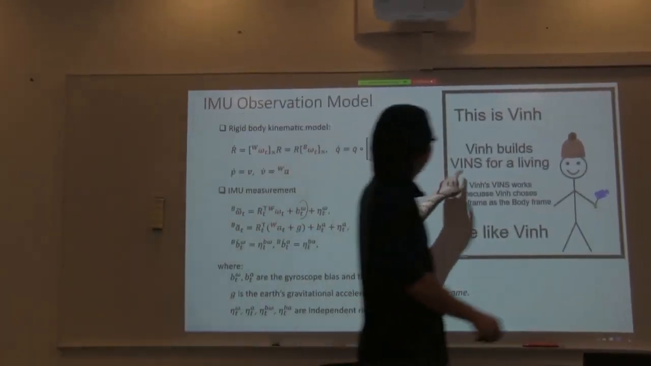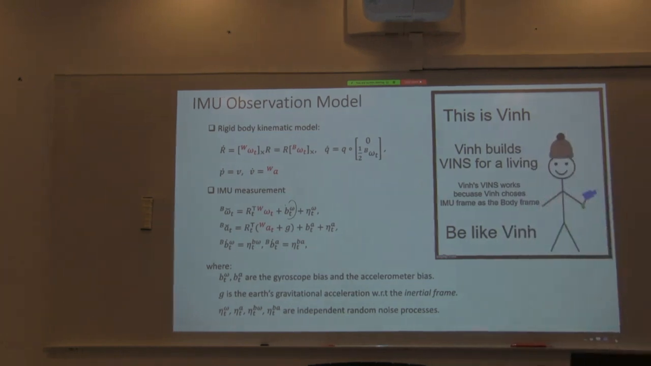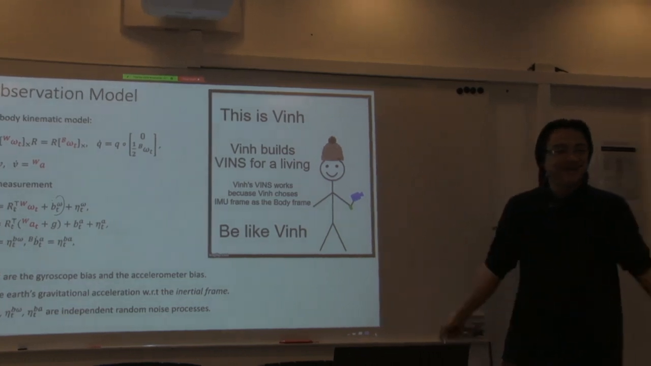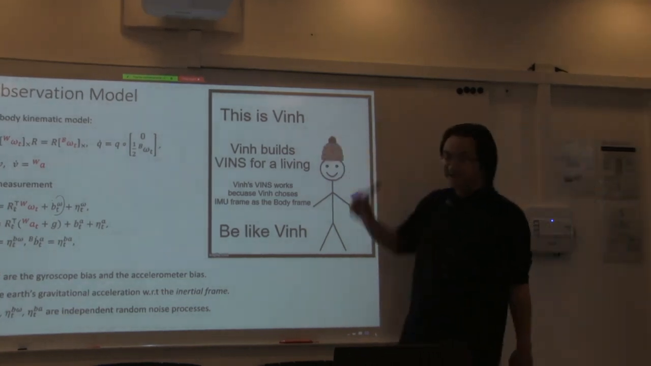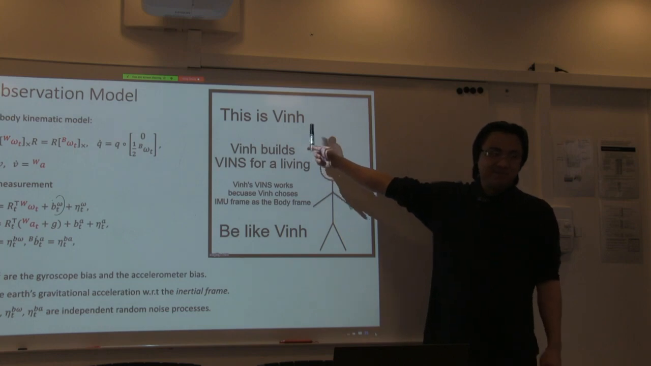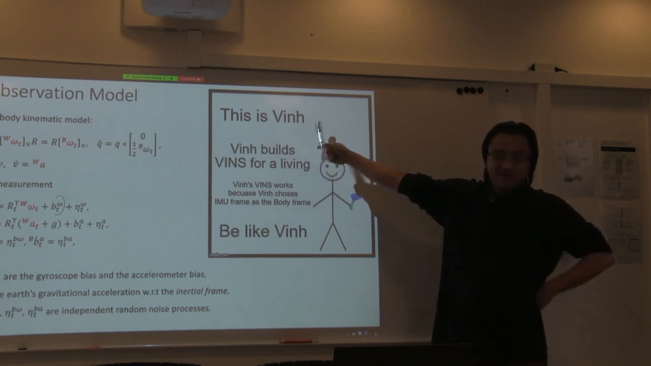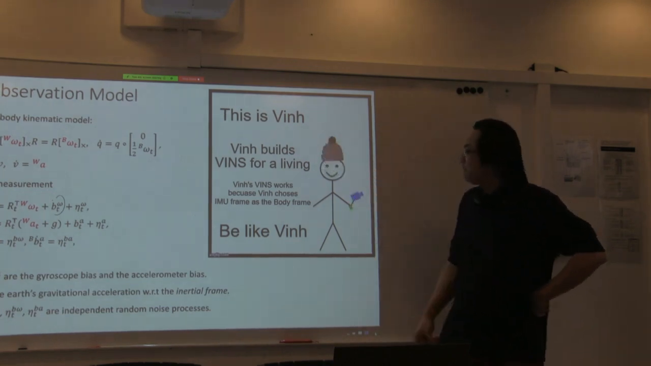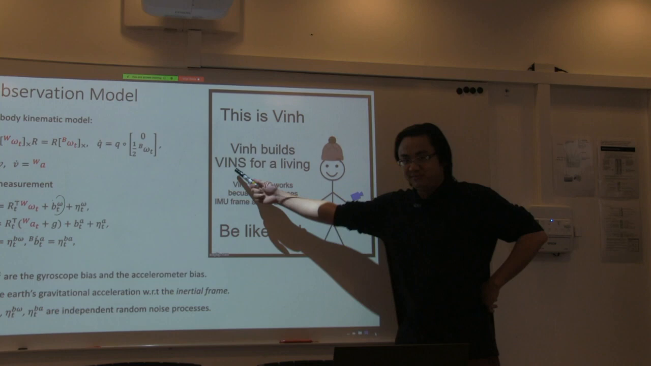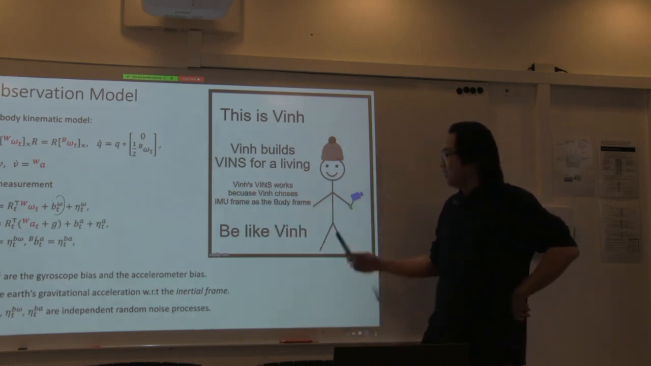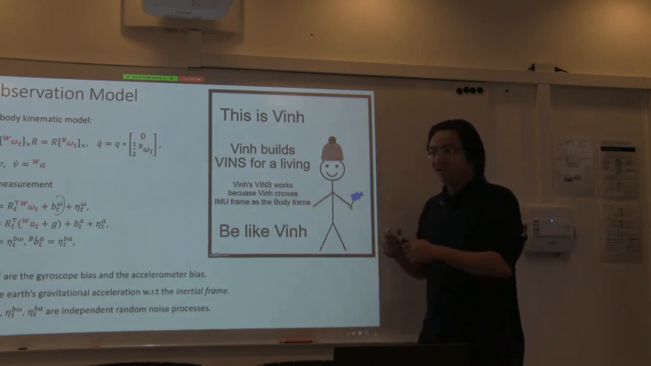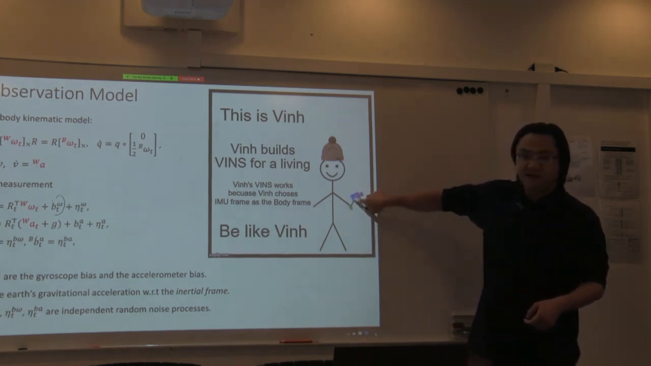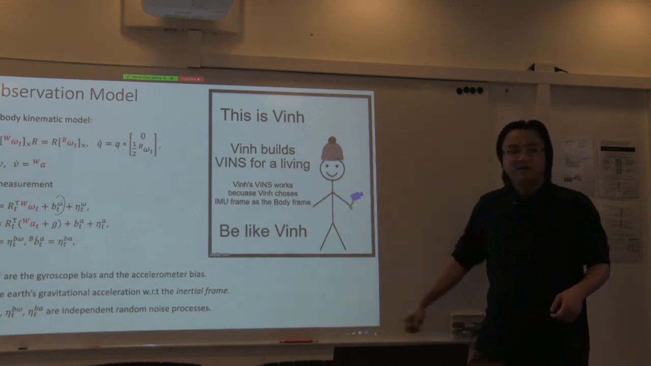Now this is supposed to be in the quiz. You want to get it answered now, or you want to think about it for a while? So there's a famous visual inertial system, and its author chooses the IMU frame to be the body frame instead of a camera, right? So why should we be like him?